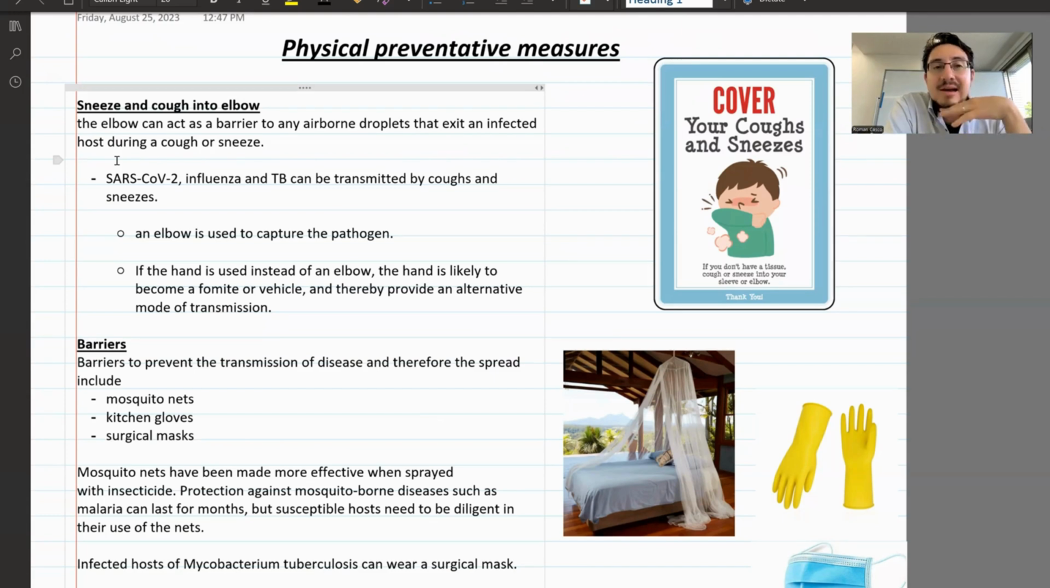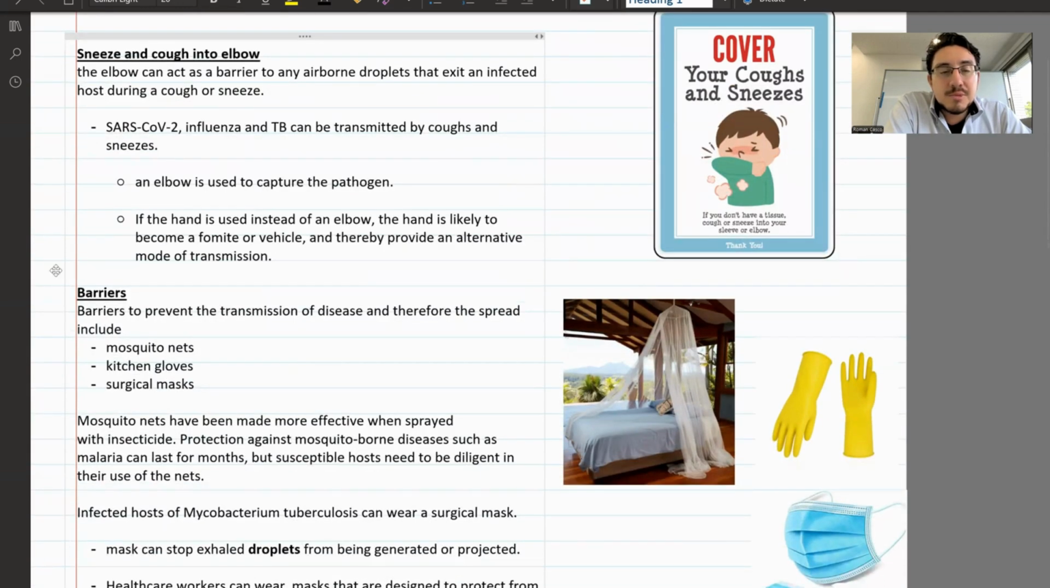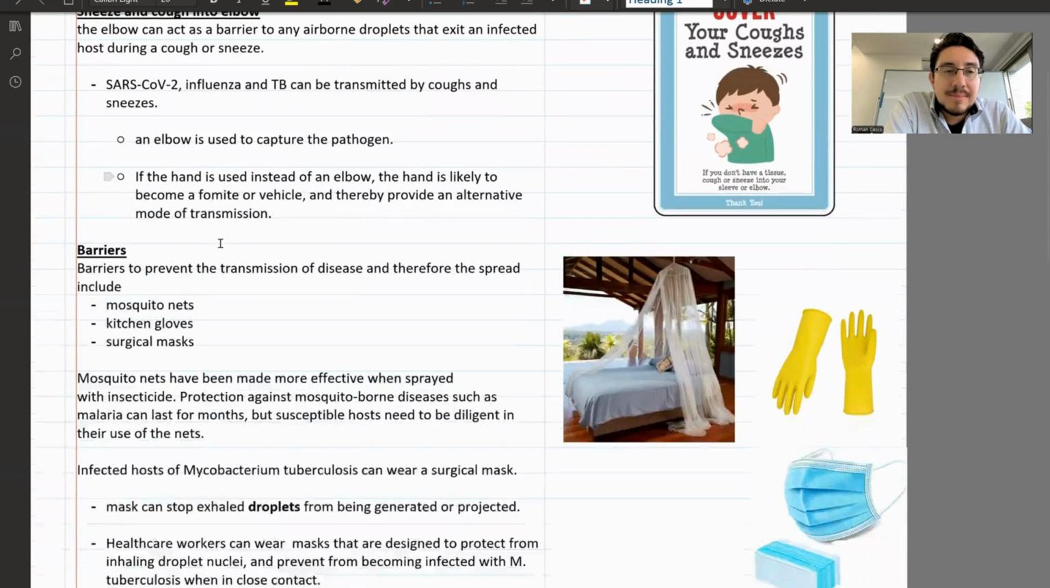Sometimes you have to actively be aware, but then it becomes a reflex. The elbow can act as a barrier to airborne droplets. It stays on your shirt rather than spreading to other people, right? As we're very familiar with COVID, and tuberculosis can easily spread through coughs and sneezes. The elbow will capture the pathogen, right?